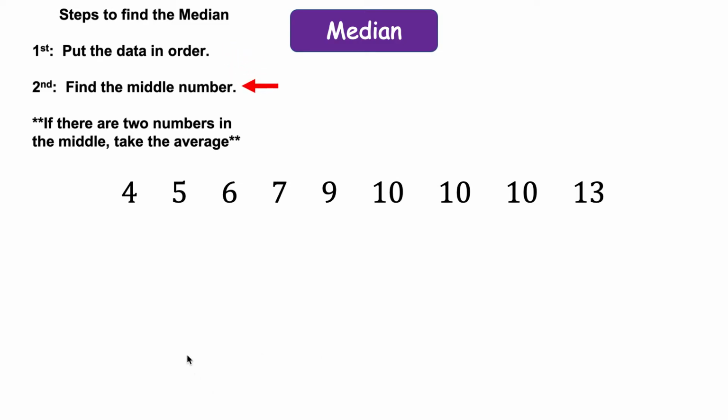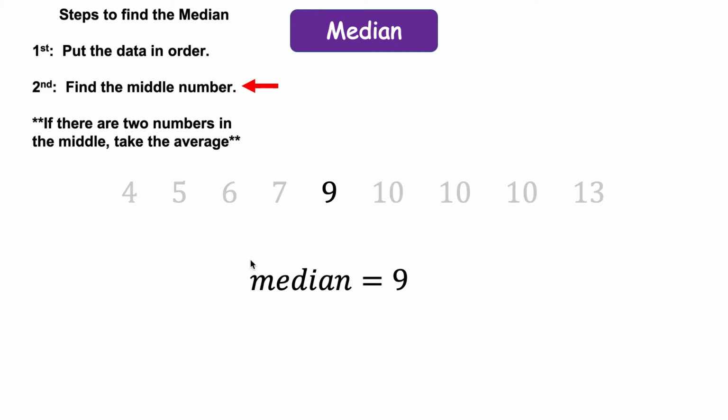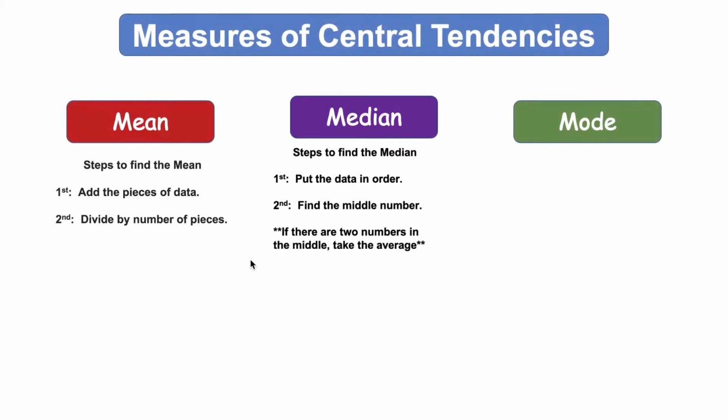What I like to do is count in from the outside numbers, especially when we've got little sets of data like this. So just cross them off on your page if you want, one by one. Outside numbers go away, and I'm left with a 9 in the middle. Now what you'll find is that if you have an odd amount, like this one where we had 9 pieces of data, there's a number right in the middle. If you have an even amount of data, you're going to have two numbers, and you're going to have to take the average. We'll see an example of that in a minute. So your median here is 9.